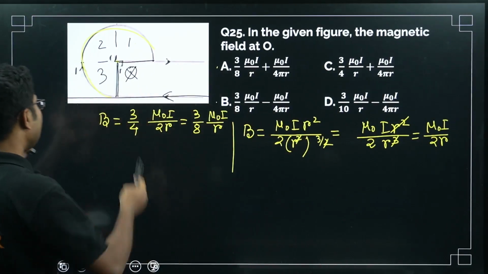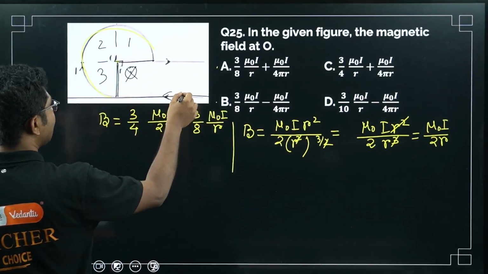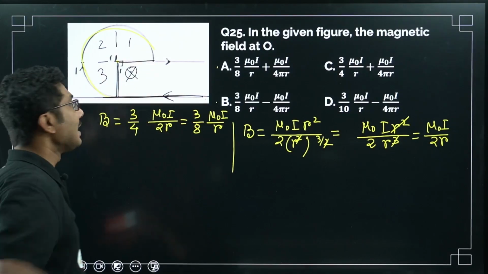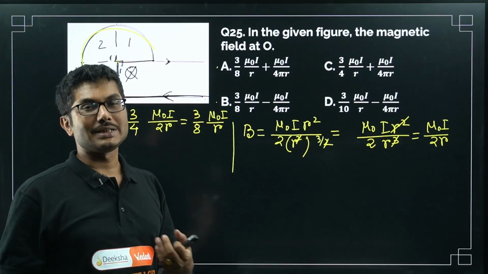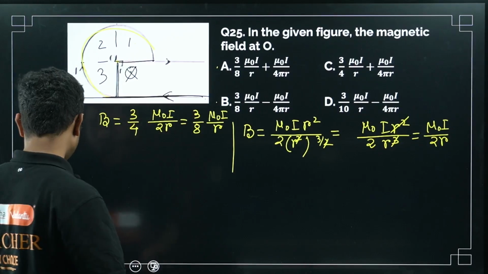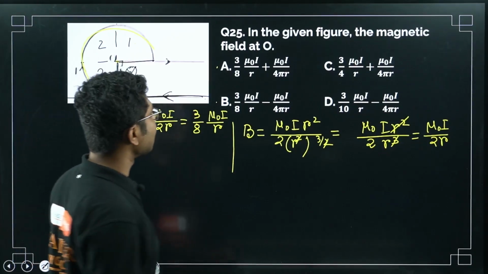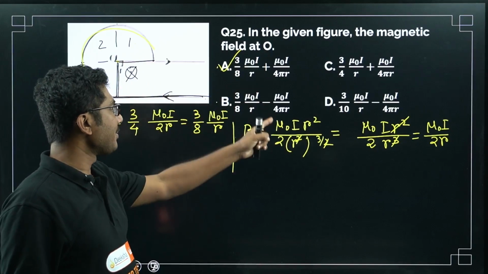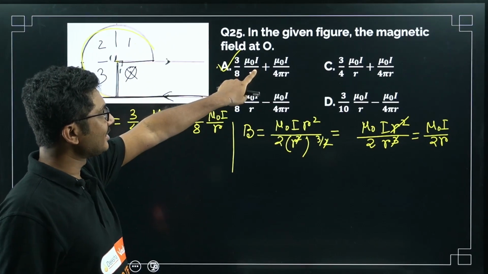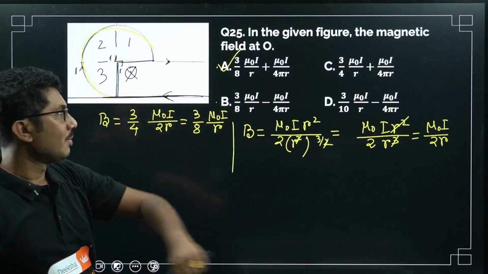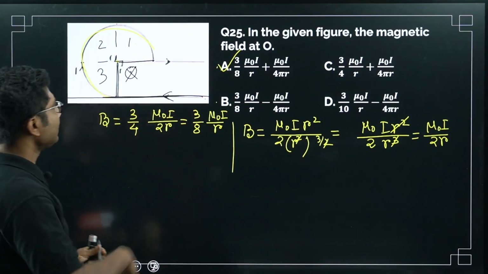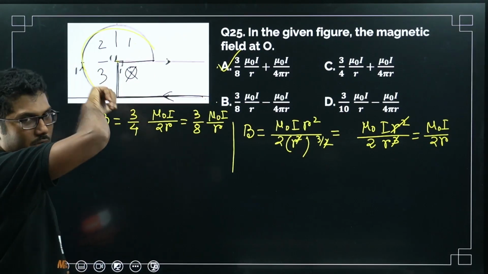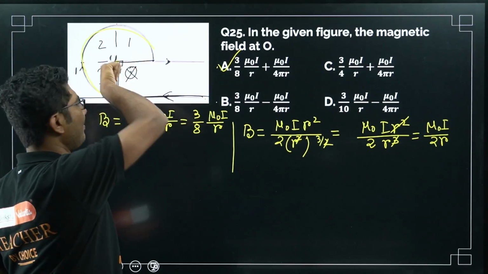So the magnetic field due to this straight wire and the magnetic field due to this circular coil are both in the same direction. So basically they will add up, which means the correct answer should be this, not this. Both of them have the same sign, only this is plus, this is minus. But minus is not possible because the magnetic field is getting added up in this case.